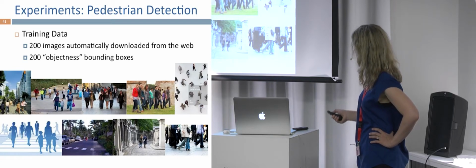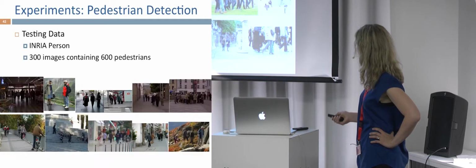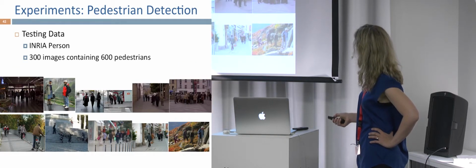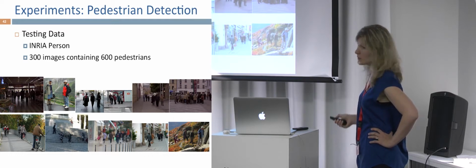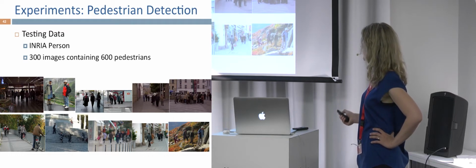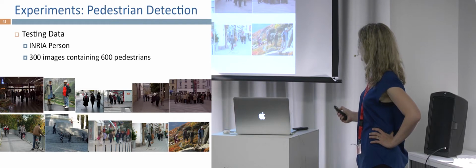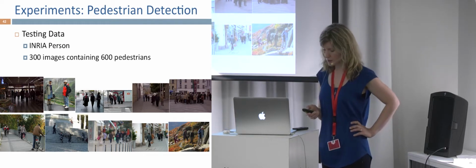As you can see, some of the images, like this one, may not even end up with a region that has an object because the object is very small here. And in fact, that does happen. Then we tested on a dataset called INRIA Person, which has 300 images containing 600 pedestrians. This is our test data where we know where the pedestrians are, and we evaluate the ability of our algorithm to detect them. Here are some example images from that dataset.